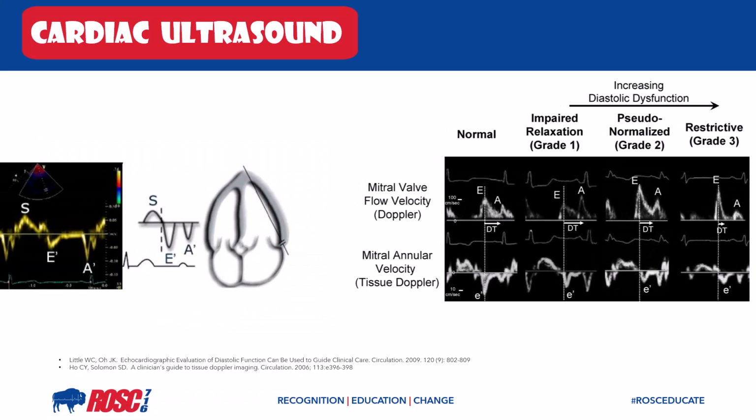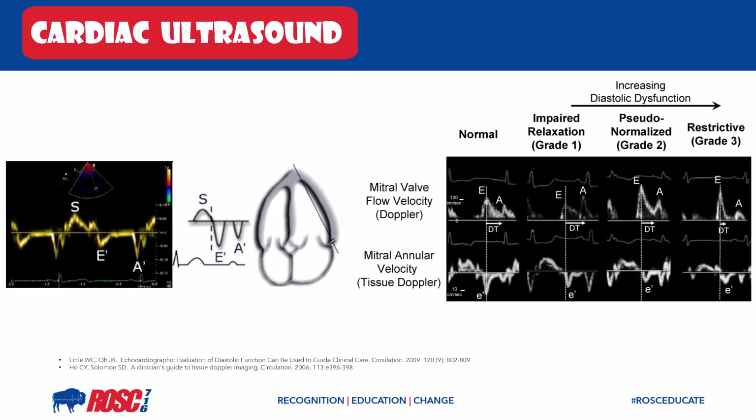Next, we're going to use tissue Doppler. You can drop the tissue Doppler imaging gate at the lateral or septal annulus of the mitral valve. In this graphic, we're using the lateral annulus. You can actually measure muscle movement of the LV moving away from the probe during relaxation, and you're actually measuring the speed at which it relaxes.